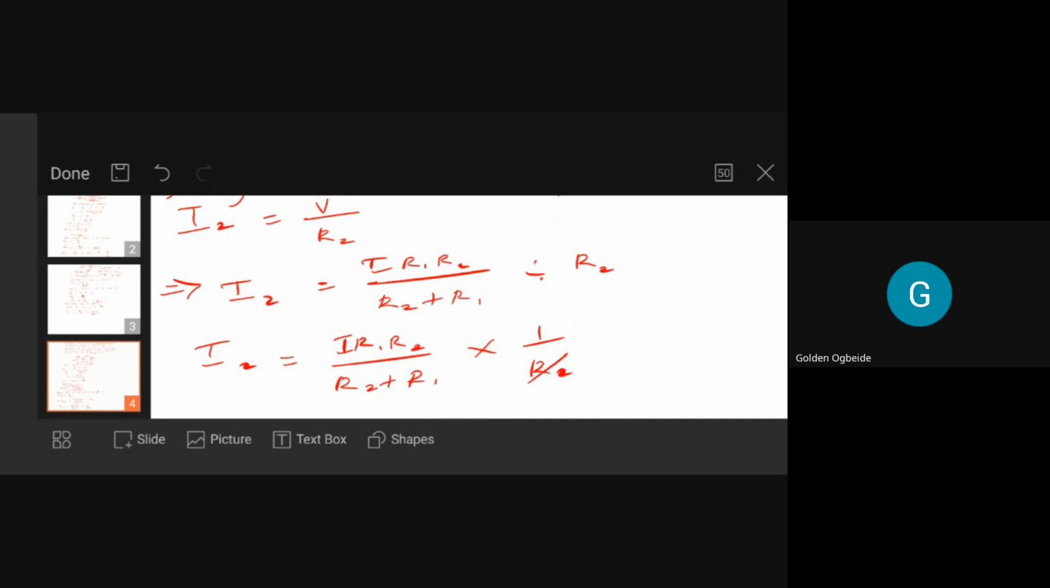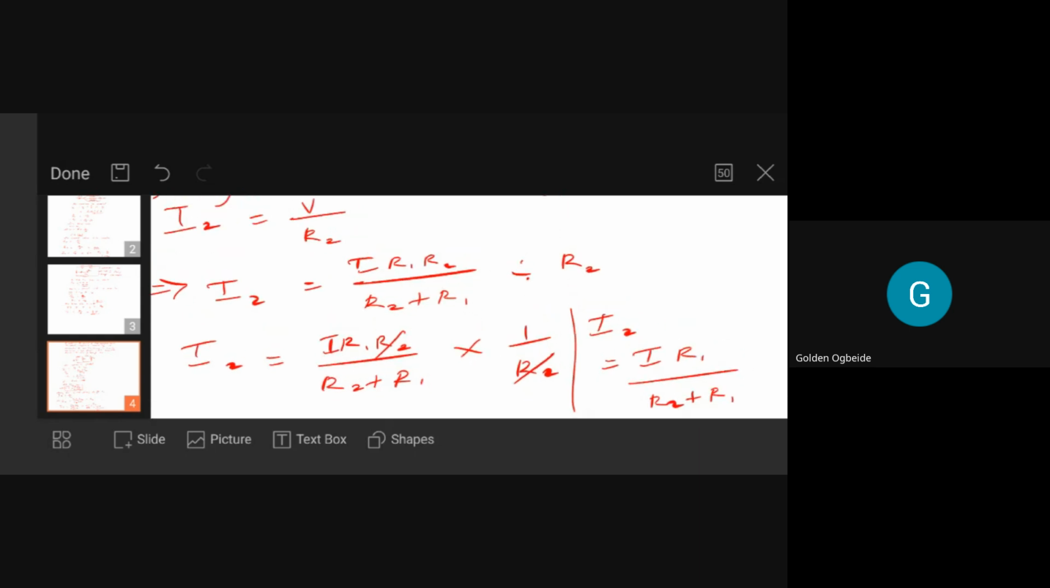Clearly, I can use R2 to cancel out R2 here, so that the current flowing through resistor 2 is equal to I R1 divided by R2 plus R1. There's no value given for the resistance, so we leave it as an expression. So this is actually the expression they want us to find, the expression that tells us how much current is flowing through resistor 2. And that's exactly what I did right here. Any question, please?